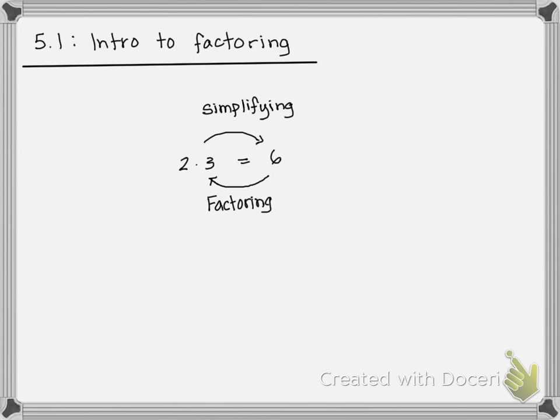So in chapter 5, we'll be factoring polynomials, but you don't want to forget everything we learned in chapter 4 about simplifying, because we'll be doing both depending on the situation that we're in and what we're trying to achieve in the problem. Does that make sense?